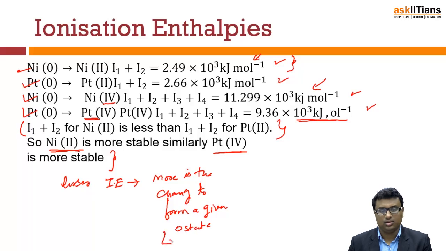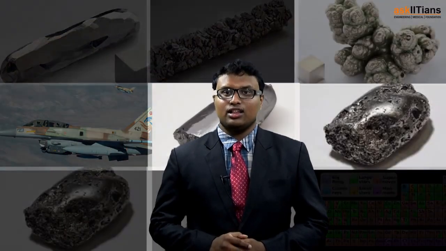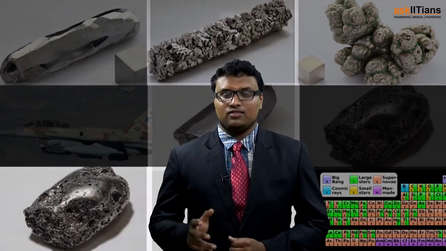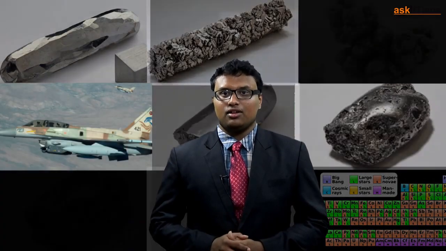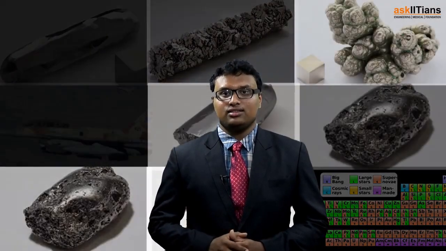That is more stable. So students, in this part we got to know about the melting point and boiling point of the transition metals. We have seen the trends in the melting point and boiling point. We have discussed atomic radii, ionic radii, and we have also seen the trend. And last but not least, we have discussed the ionization enthalpies and the stabilities accordingly.